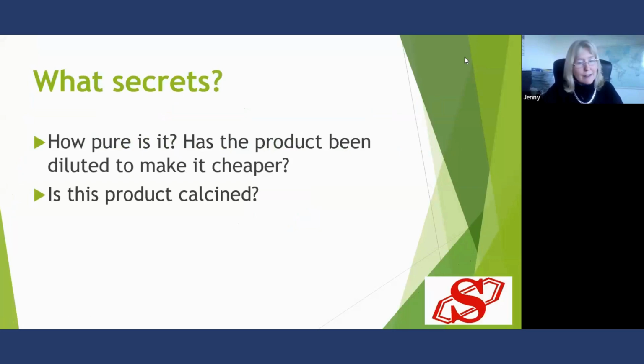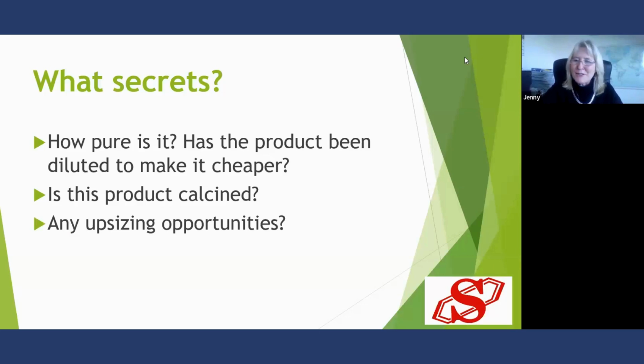Secondly, is this product calcined? Usually they tell you if it's calcined or not, but there's a secret in the data sheet that can confirm that, and I'll show you where to find that. What about upsizing opportunities? Interesting terminology, and I'll tell you about that as I get to that topic, and it's to do with saving money.